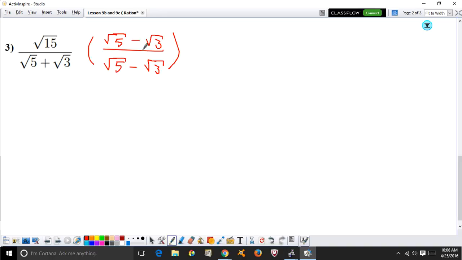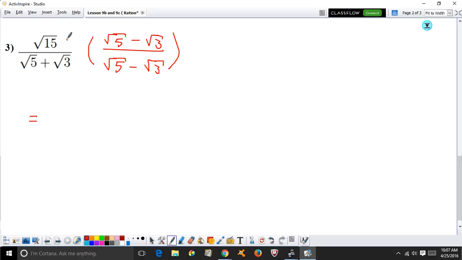Now, why is this allowed? It's because you're essentially multiplying by 1. The same expression divided by itself is 1. So you're multiplying by 1, so you're really not changing the original expression. Because any number multiplied by 1 is basically that same number.